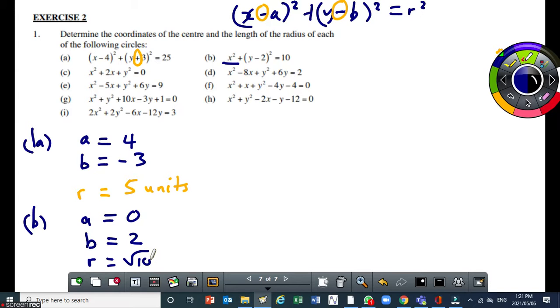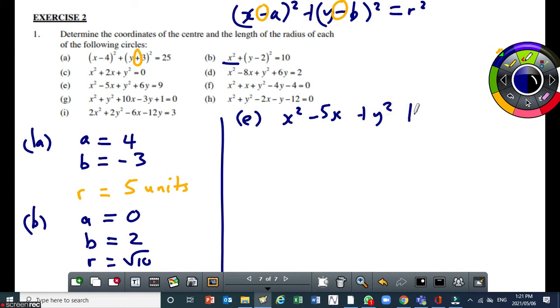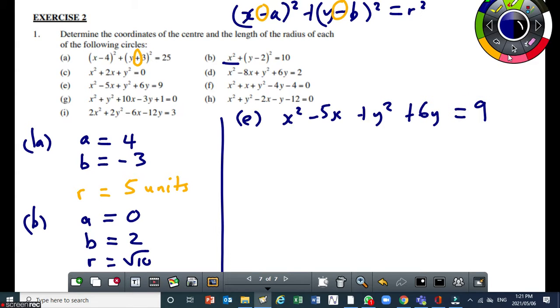Alright? Now let's do the one where the equation is not straightforward to find the center and the radius. Let's start with E, with a less complex one. So E, you have x² - 5x + y² + 6y = 9. Alright? Now, this one requires your knowledge of trinomials, that is perfect square trinomial, factorization, and completing the square.